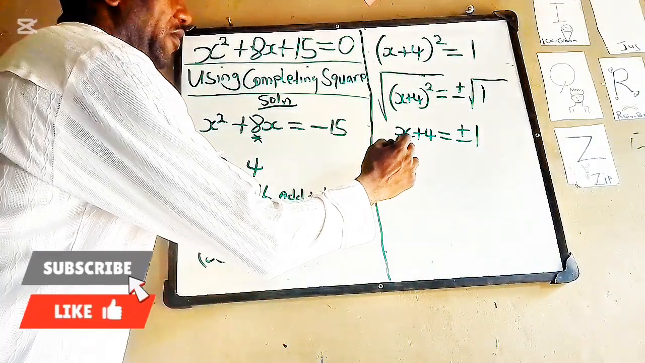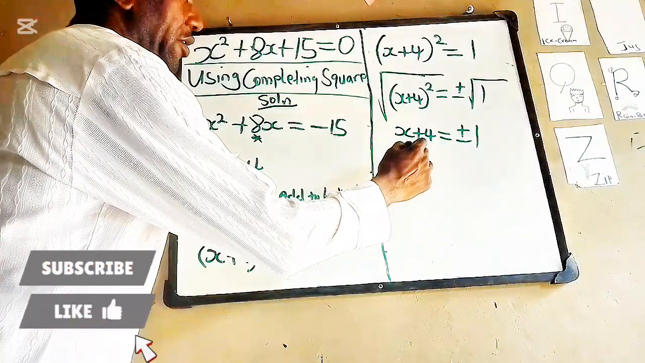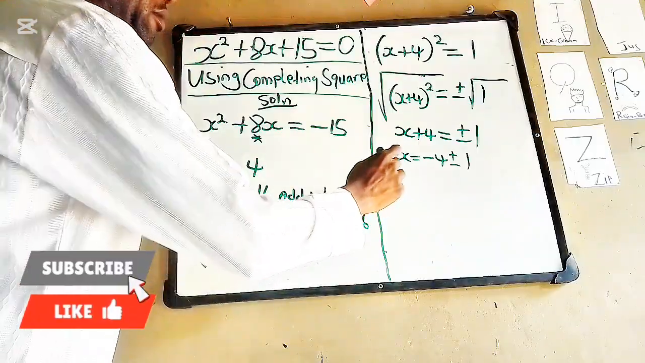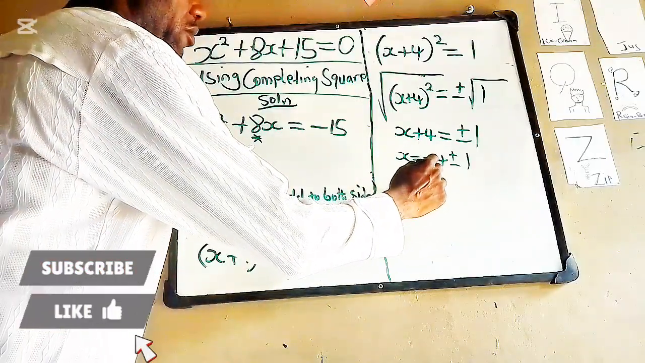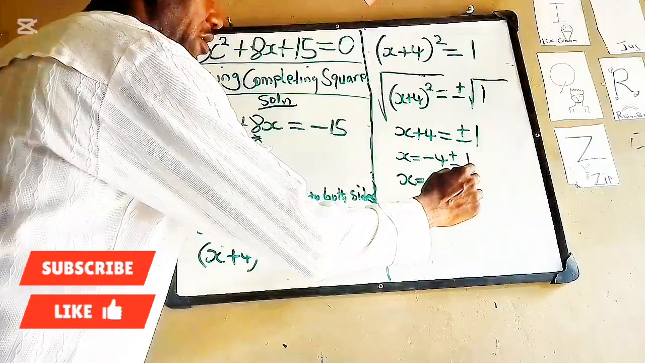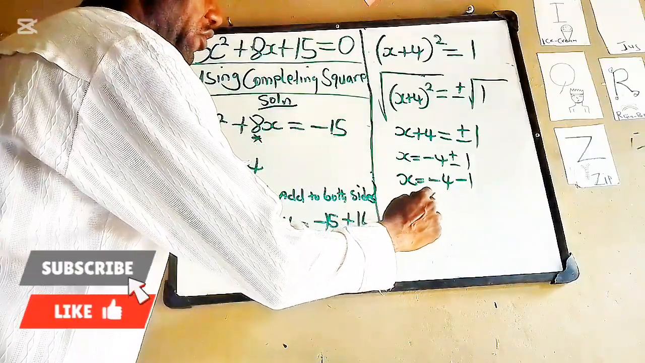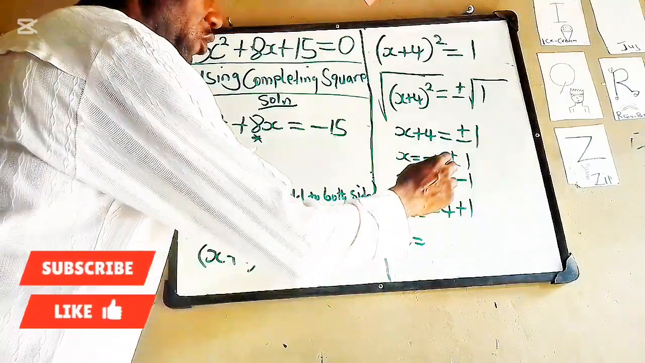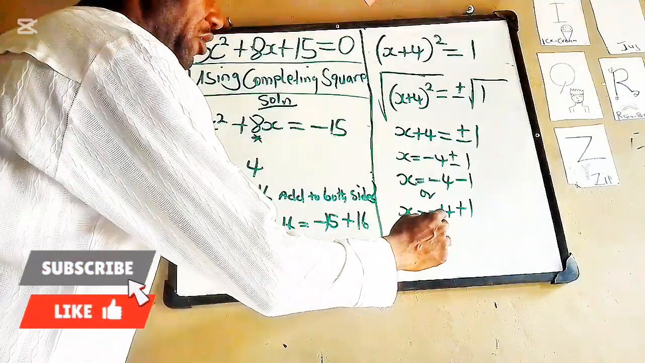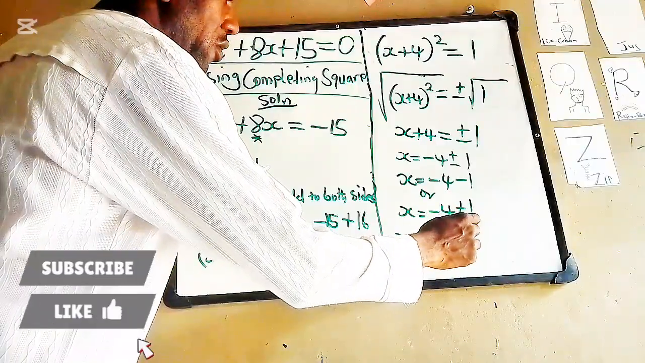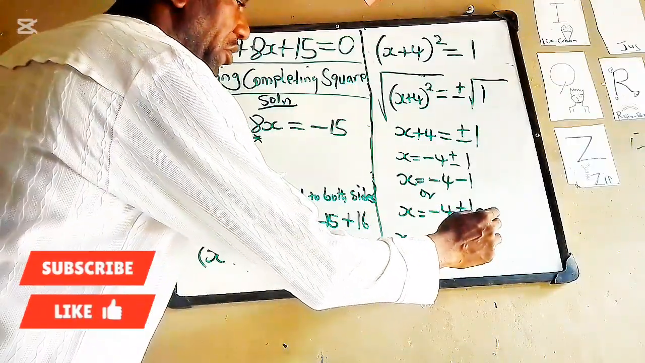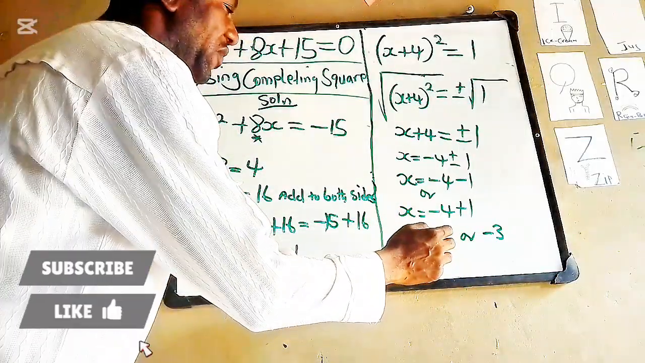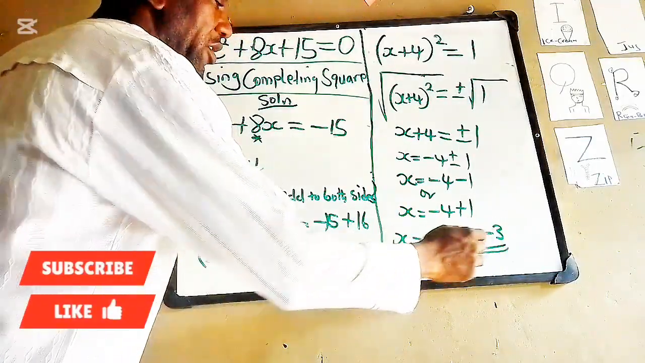At this point you have x is equal to minus 4 plus or minus 1. So our x now is equal to minus 4 minus 1, or minus 4 plus 1. And so our x is equal to minus 4 minus 1 is minus 5, or minus 4 plus 1 is minus 3. And so the value for x is minus 5 or minus 3 as the correct answer.